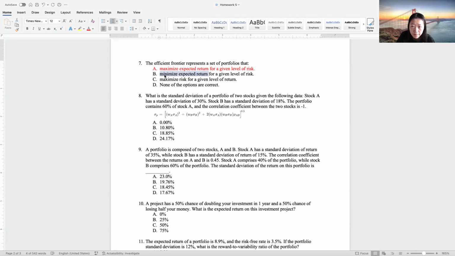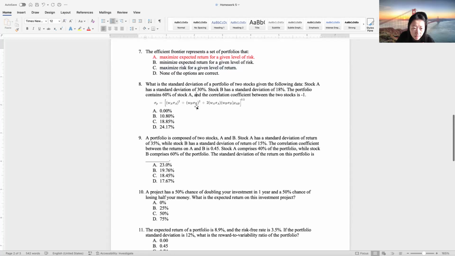It is a suboptimal way of selecting, not an efficient way, not even a rational way of selecting a portfolio. C, maximize risk for a given level of return. We never want to maximize risk. And none of the above options are correct. We found an option that is correct. So if I change choice C to minimize risk for a given level of return, then C will also be a right answer.